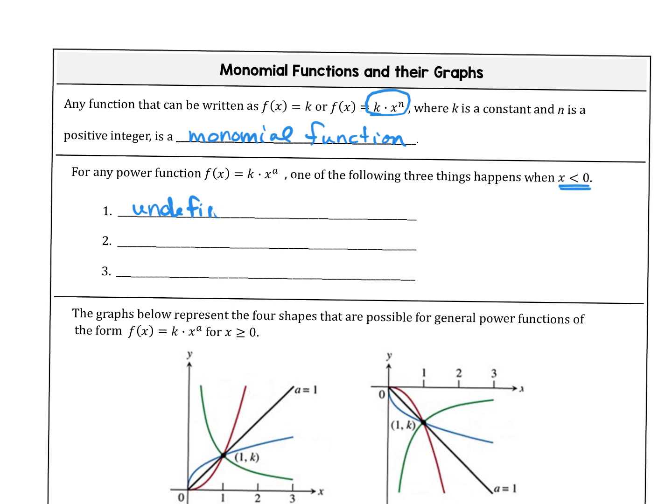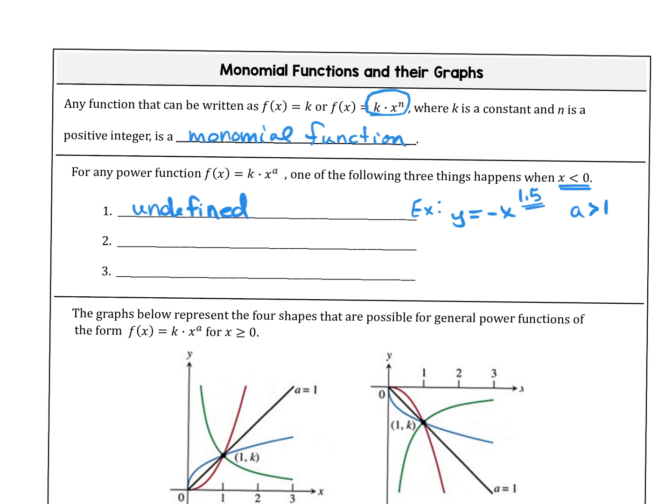It's undefined. That would be like this. For example, that would be y equals negative x to the 1.5. So if a, which in this case is this number right here, is a, isn't it? It's not the number in the front, it's the variable. That variable is greater than what? It's greater than 1. Be careful.